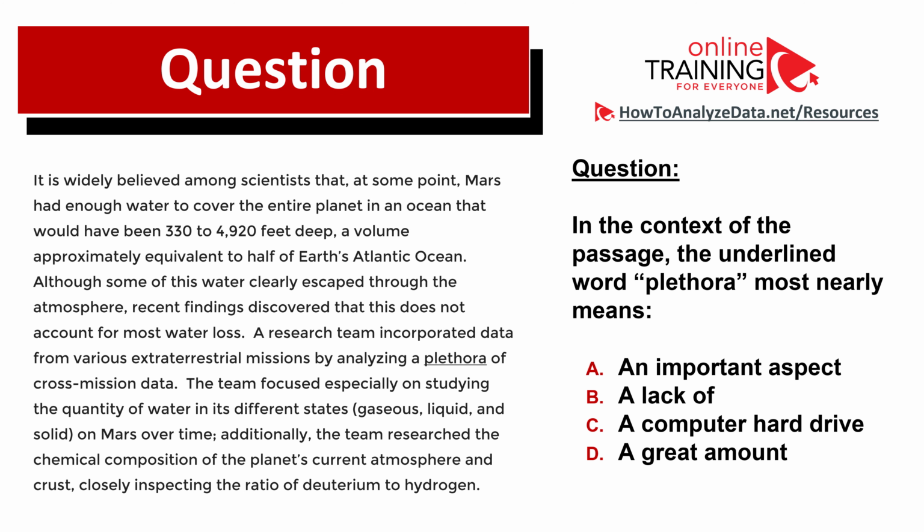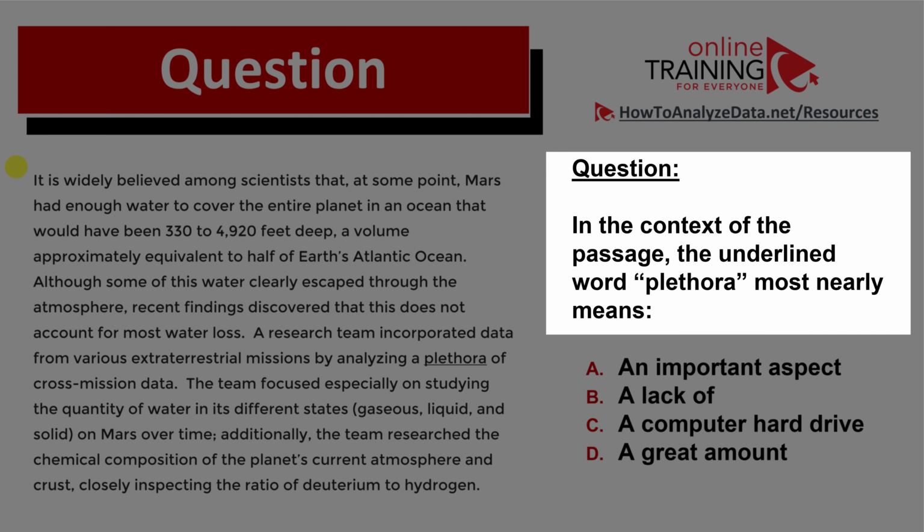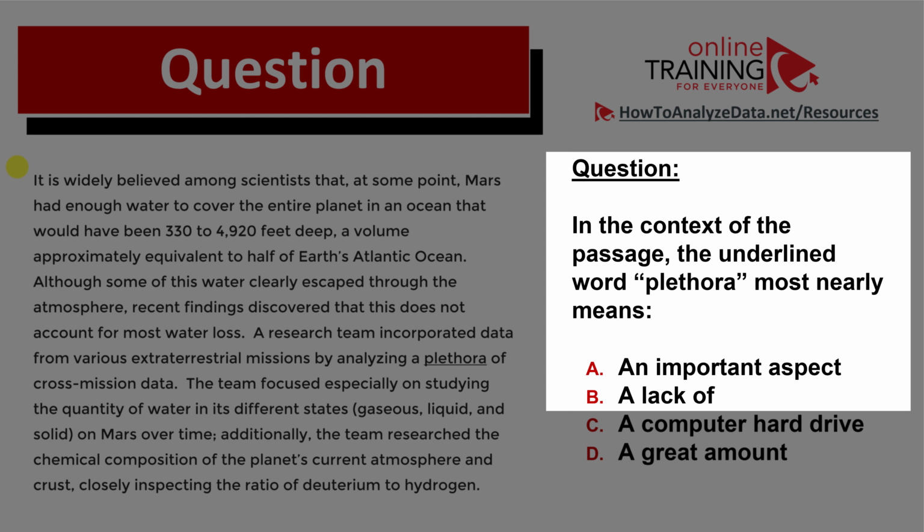Here is the question for you to try to solve on your own. I have confidence that you can answer this question correctly. Please read the passage on the left. You can pause this video to read the passage. And here's the question. In the context of the passage, the underlined word plethora most nearly means choice A, an important aspect, choice B, a lack of, choice C, a computer hard drive, and choice D, a great amount.